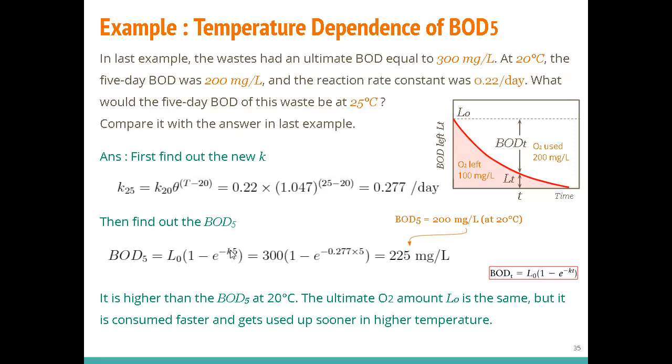So this is not a variable called K5. This is K multiplied with 5, okay? So if the ultimate O2 amount, which is L0, is the same, you will end up having this decreasing faster and faster, because now it's not 200 milligram per liter anymore, it's 225, meaning that after 5 days, you have used 225 milligram per liter instead of 200, because the temperature is adjusted, okay? Meaning that you will use up your dissolved oxygen faster in a higher temperature environment.